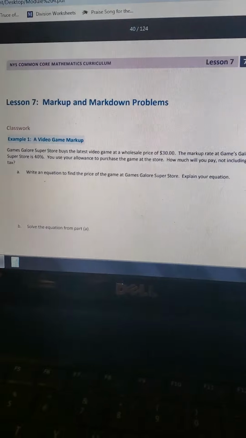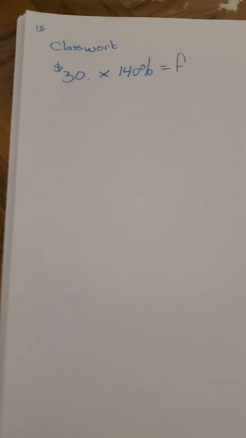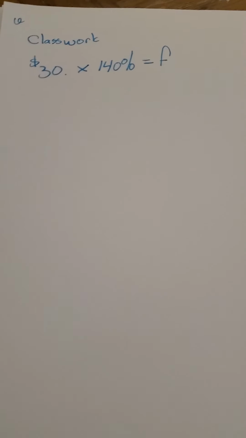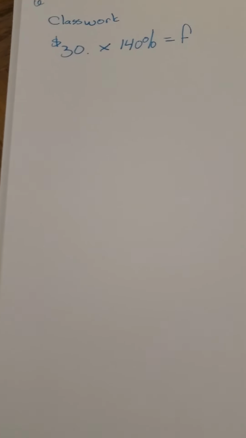Okay, so if you completed the equation, it should look something like this. All right, so we have $30. I've basically got rid of the cents for now because the cents are really not going to do anything. 30.00, you're going to get the same when you multiply it out. And we have 140% because it is a markup. We discussed this in the previous lessons, how if you have a markup, you want the price, which is the $30, you want 100% of that plus an additional 40%.